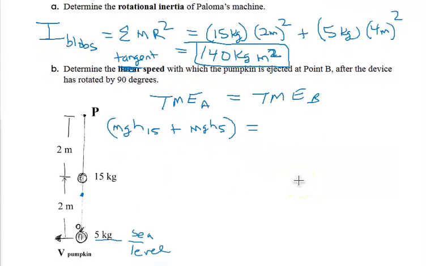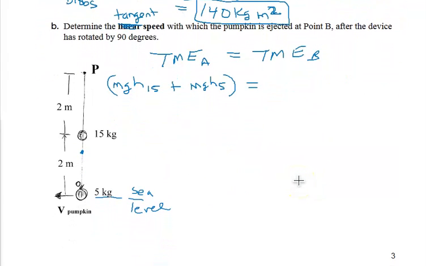At B, be really careful. The pumpkin is at sea level, but you still have the MGH of the 15. It is not at sea level. And this is a solid, forced pivot, which means it's just rotating, you're forcing it to rotate about this pivot point. So you only have plus 1/2 I omega squared. Okay, that's the hard part, is figuring out what kind of energy terms you have.